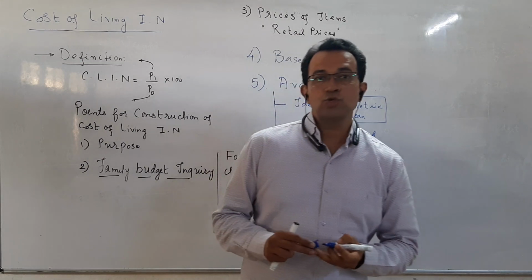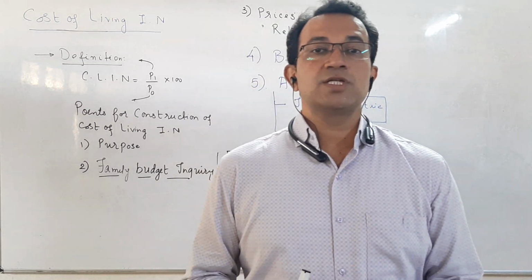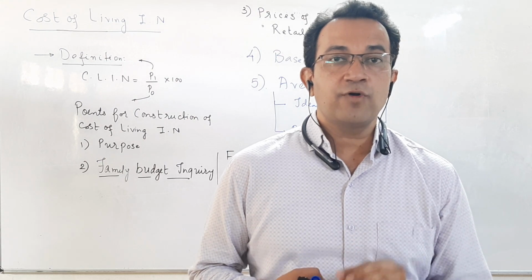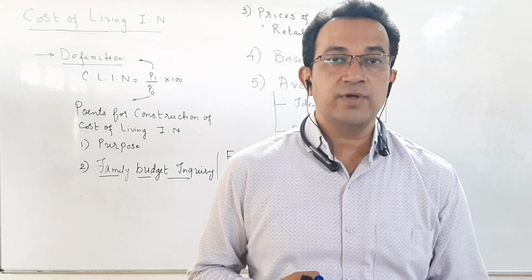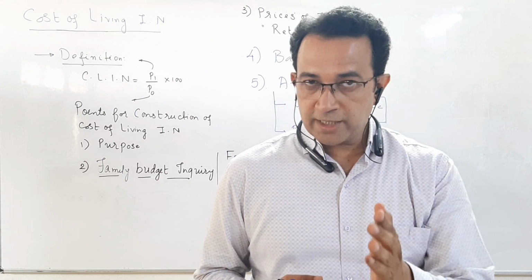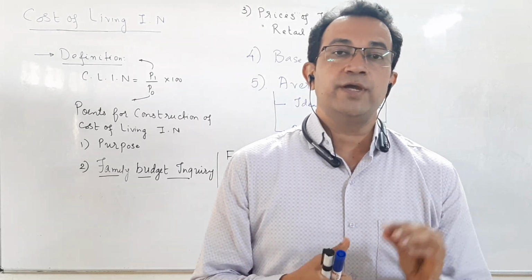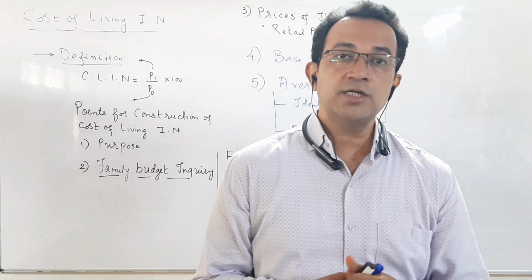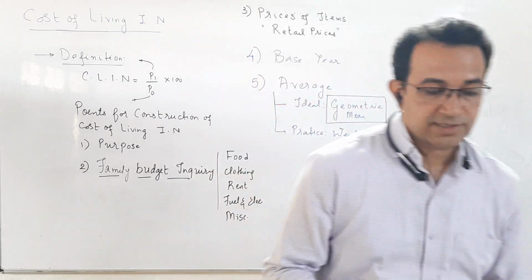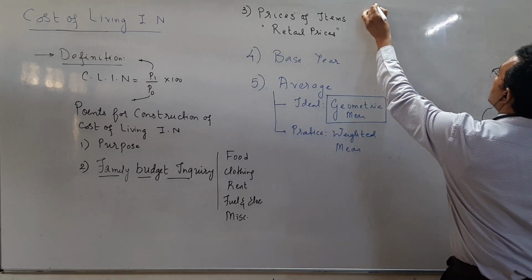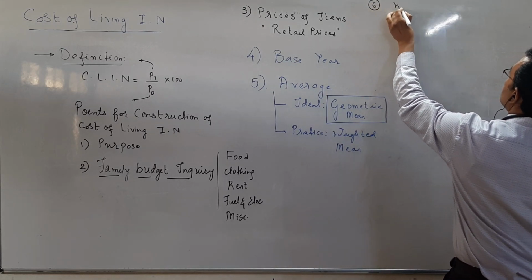So again, 2 important MCQs: which is the ideal average for construction of cost of living index number? Geometric mean. But which average is used in practice? Weighted mean. 2 important MCQs. And the 6th point is of most importance, and that point is weight.